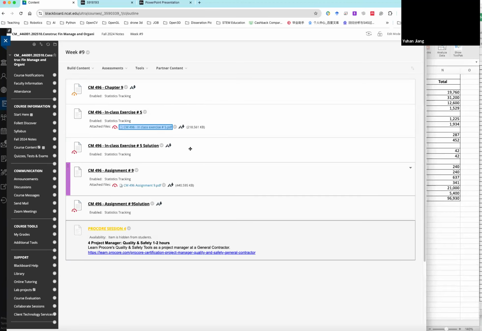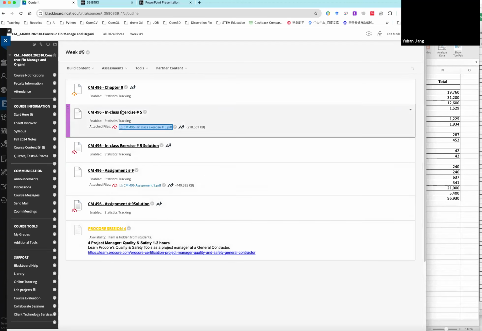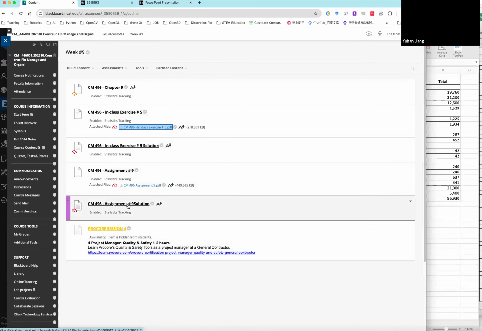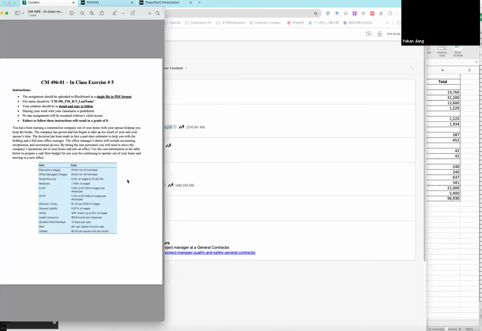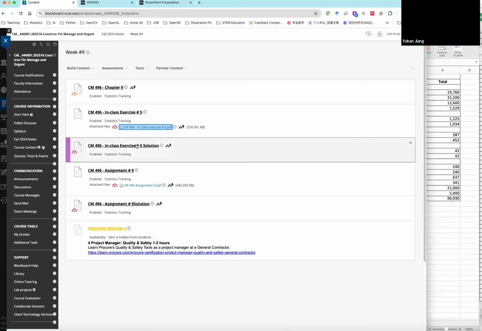Anyway, I'm going to go through exercise 5, which is the same as assignment 9. The solution is already available for you. I'm trying to help you understand the procedures and go through them. If you download this Excel file, you get this one here, and if you download the solution, you get the PDF as well.